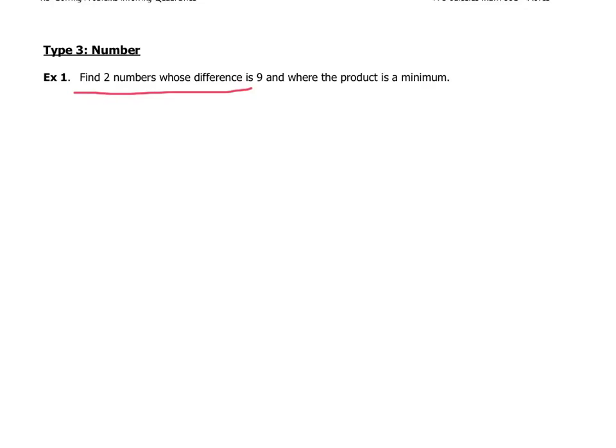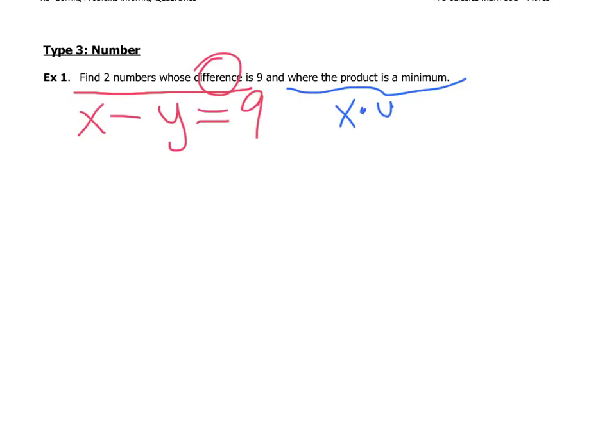Okay, so we need to recall that this word difference means subtract. So two numbers, when you subtract them, so let's say x and we subtract y, so that's our two numbers, their difference is 9. Now, this next part says where the product is a minimum. So let's use those same two numbers and their product, let's multiply them, is a minimum.